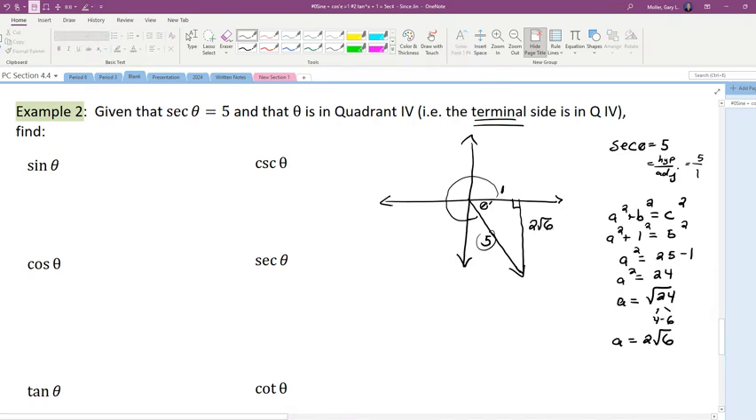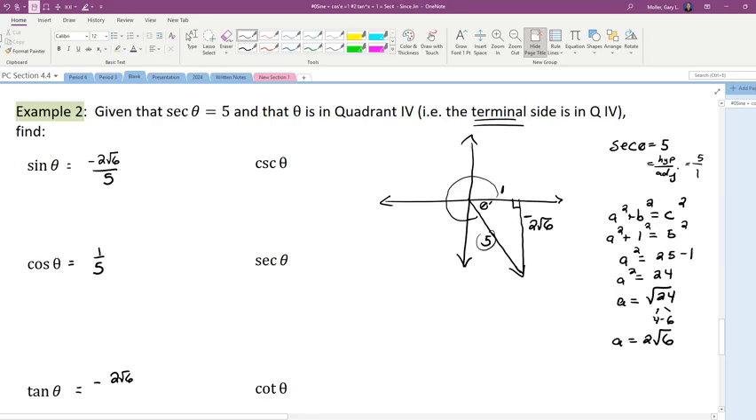And if the a value is 2 root 6, notice the location. We're going to make that negative. Okay, now we just answer the question. What is the sine? The sine of theta is the opposite, negative 2 root 6 over 5. The cosine of theta is going to be 1/5. We knew that because flip over the secant. Tangent is going to be negative 2 root 6 over 1, or just negative 2 root 6.